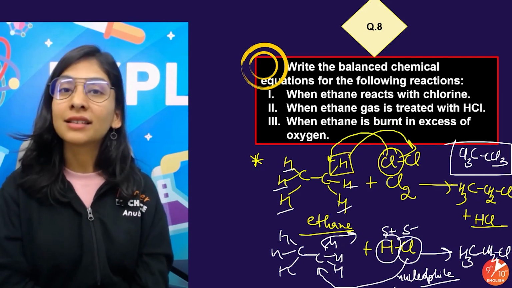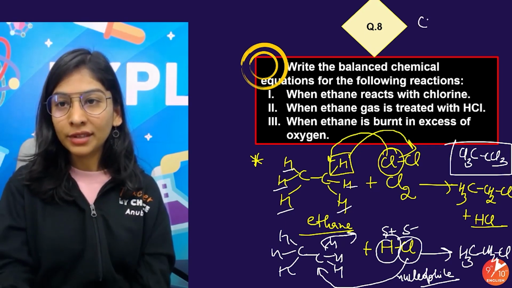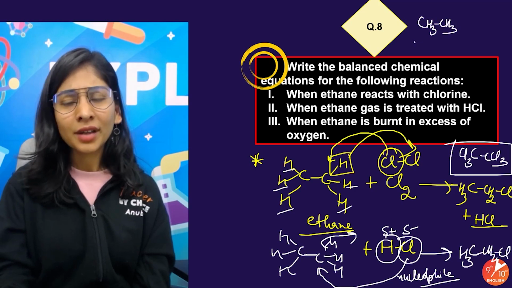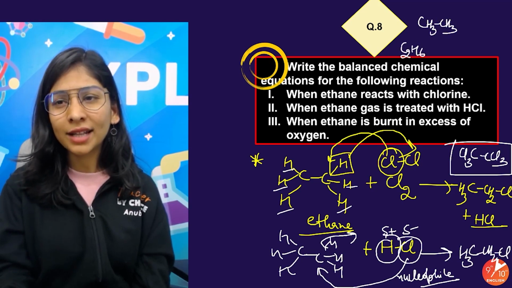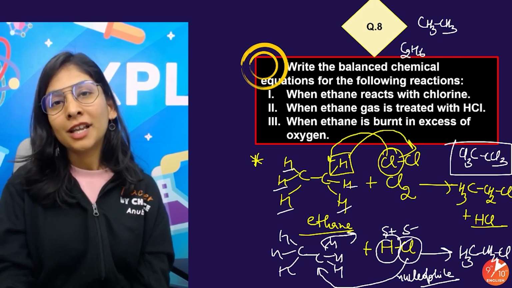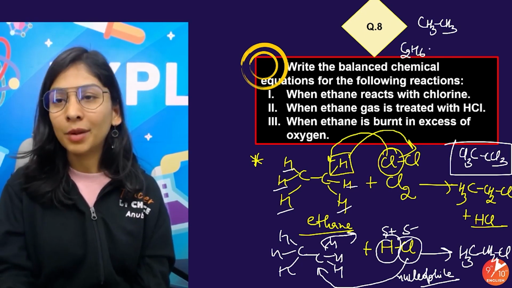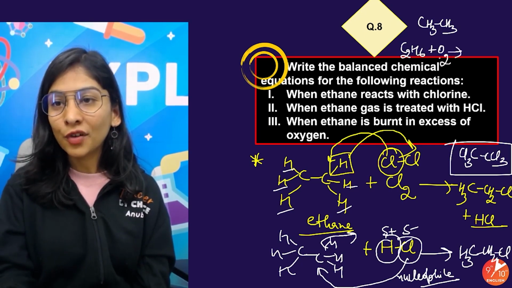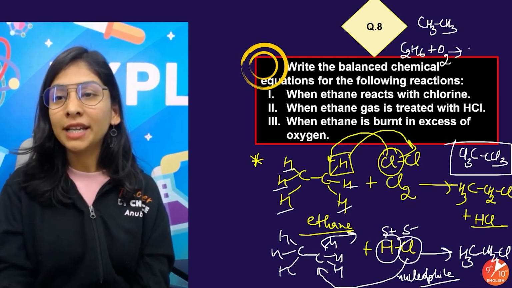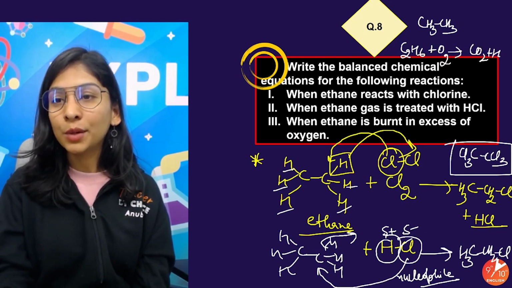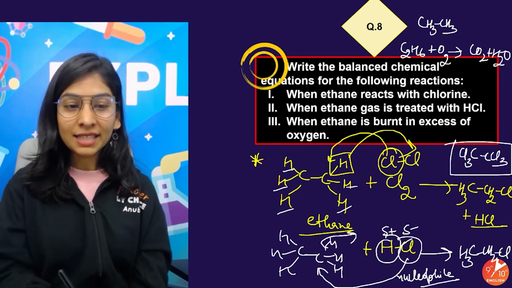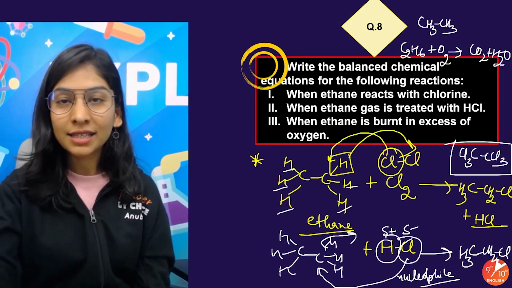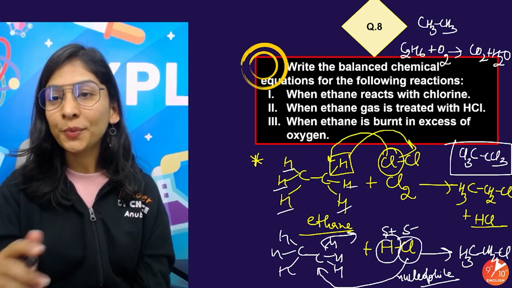Next, when ethane is burned in excess of oxygen, as I told you, that's pretty important. My ethane is CH3, CH3. You can simply write it as C2H6. For an alkane, whatever the carbon number is, hydrogen is double plus 2. And having excess oxygen, it will burn properly to give CO2 and water vapor. And you can balance it as well. Tell me how to balance it. I'm waiting for your response too.